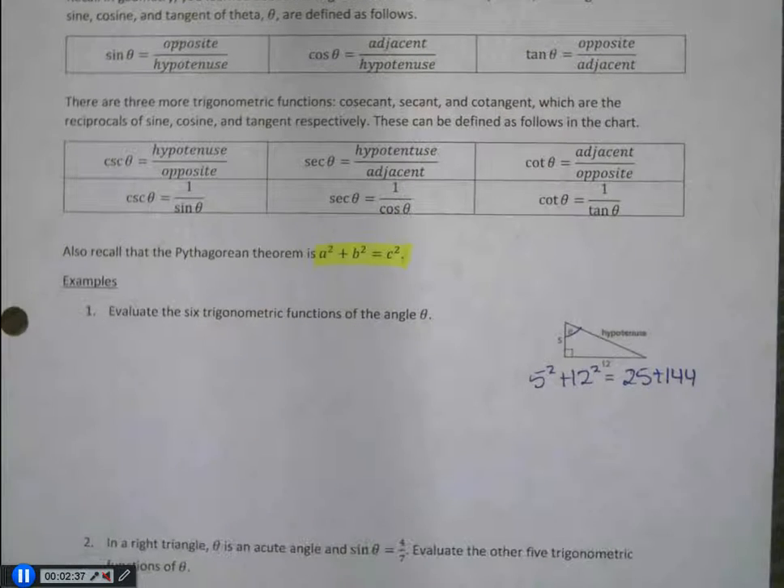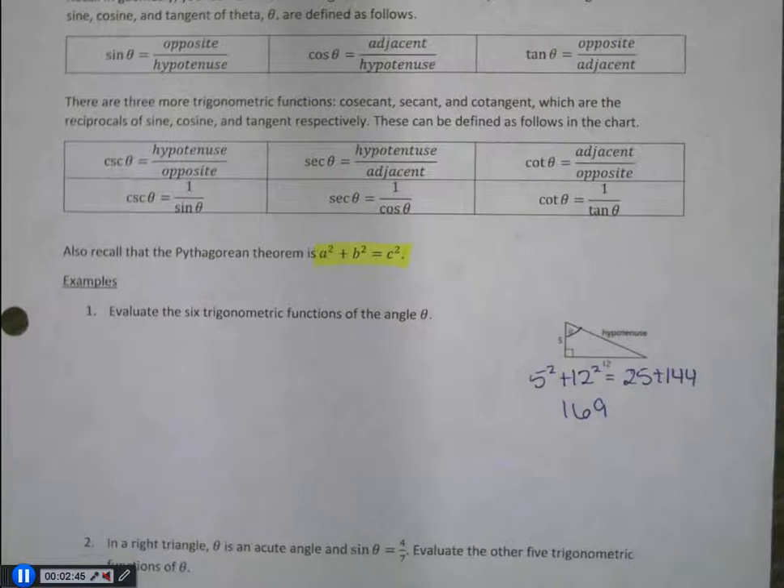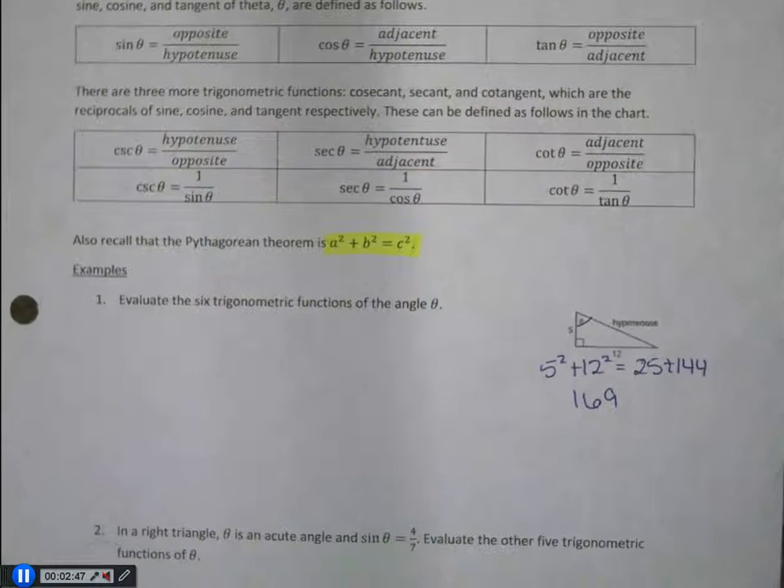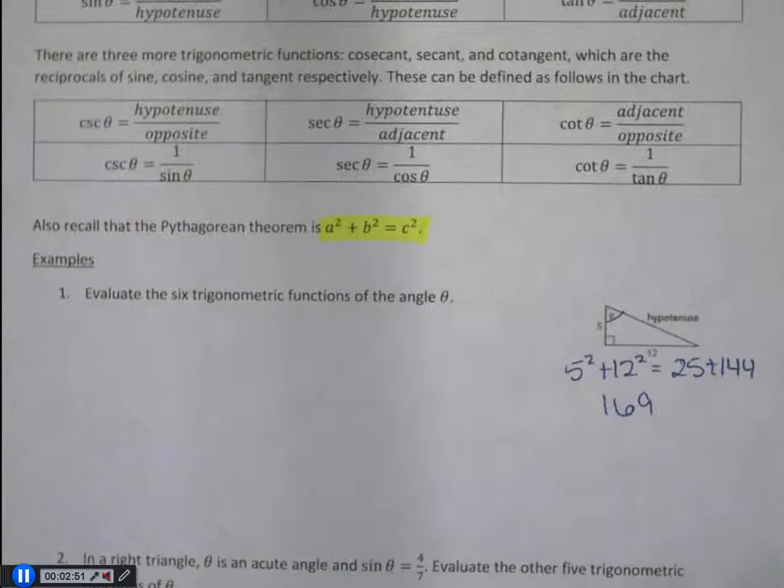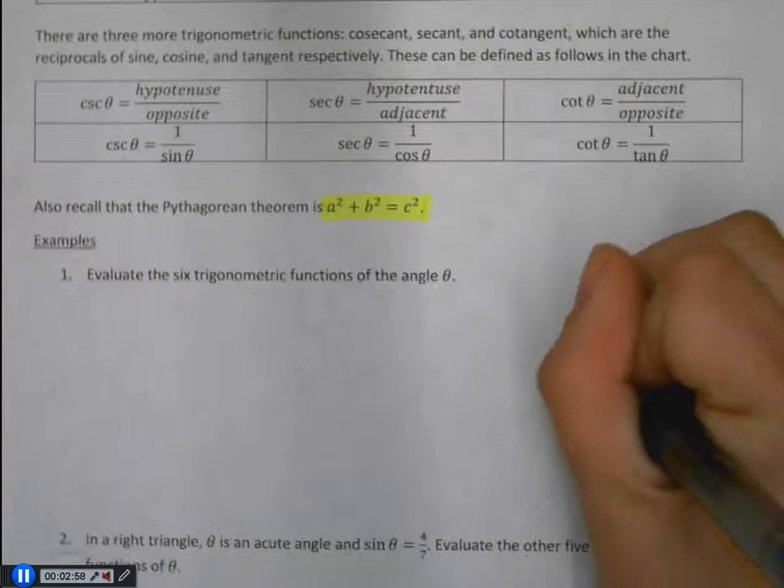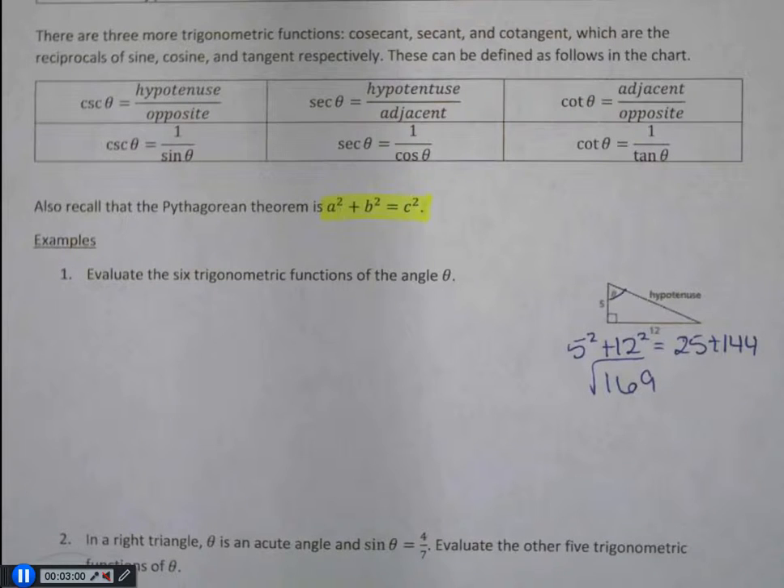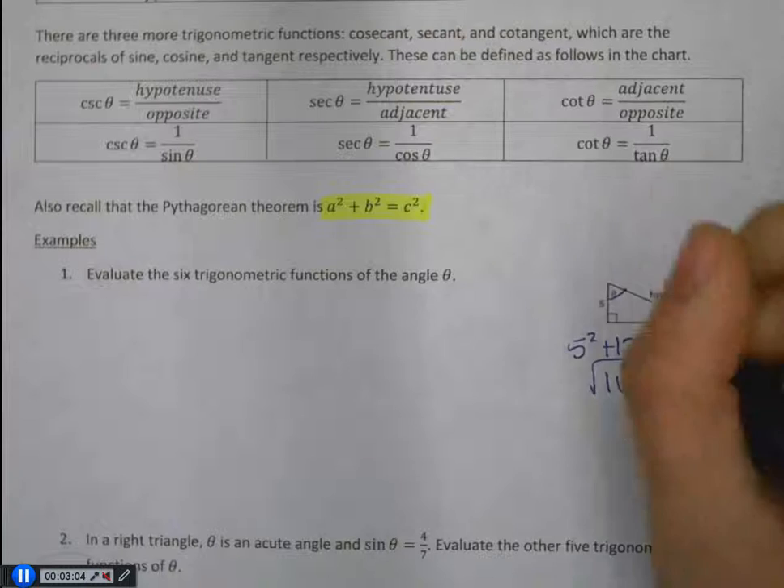okay? 25 plus 144 is 169. Okay? Is that my hypotenuse? What do I have to do? Square root it. What is the square root of 169? 13. So my hypotenuse is 13.